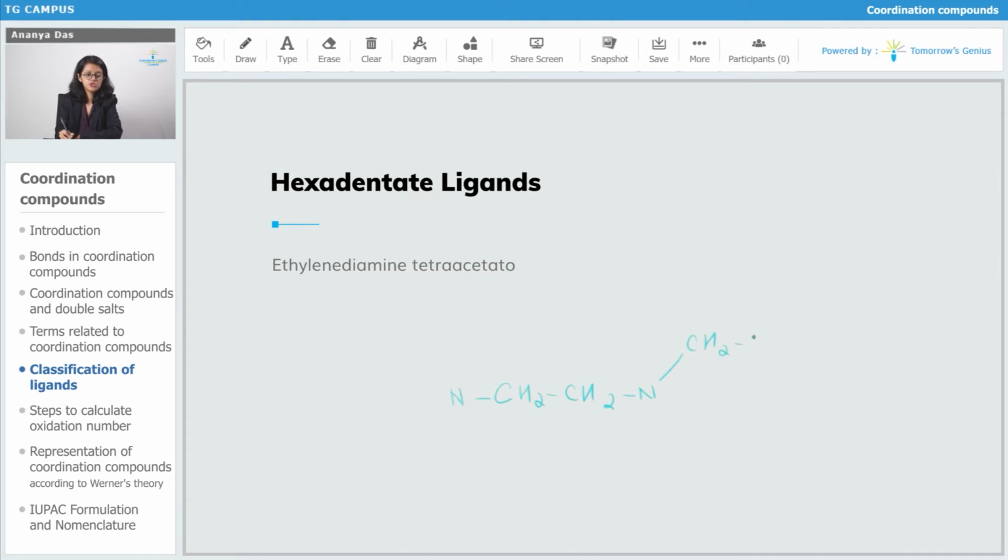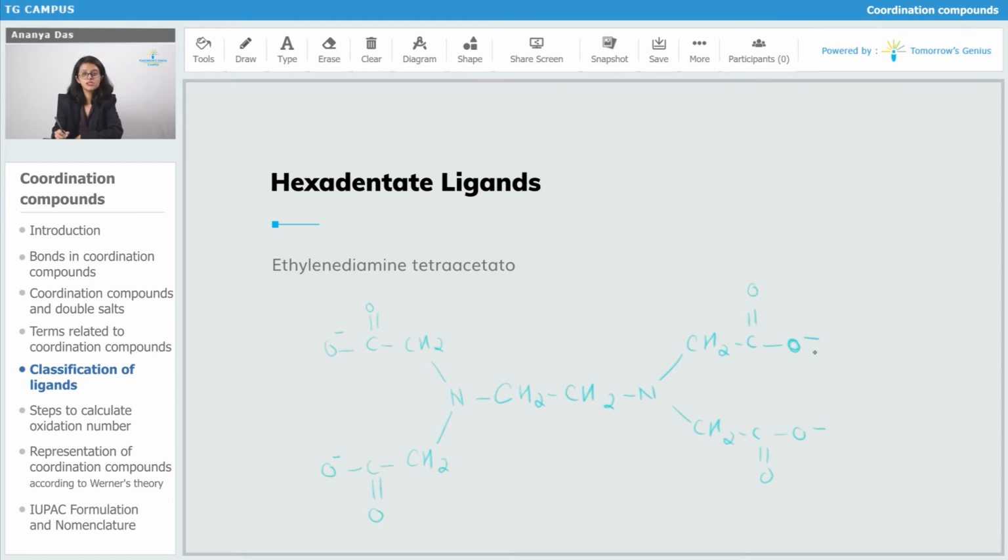So here we have CH2, CO, O negative, CH2, CO, O negative, CH2, CO, O negative. So till now the structure of the pentadentate ligand and the hexadentate ligand looks the same. The difference arises here. If you remember, in a pentadentate ligand there was a hydrogen atom attached here. In case of ethylenediamine tetraacetato, there will be another acetate attached here.